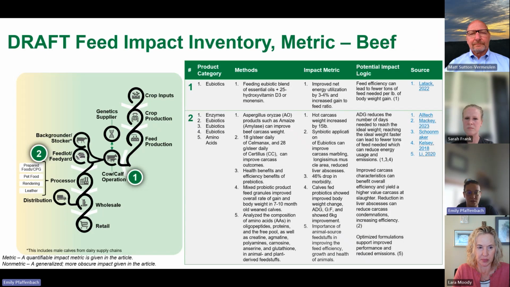The first resource that can be found for this research was the actual mapped impacts of these articles to the animal supply chains. We did this across beef, dairy, pork, poultry, and egg supply chains. And as you can see on this slide, the articles are mapped to the respective part of the protein supply chain where that research occurred. So as you look at number 1 there under product category for eubiotics, it maps to the cow-calf operation in the beef supply chain.